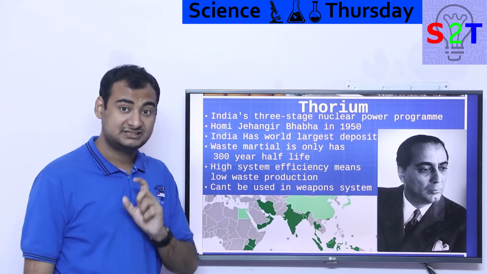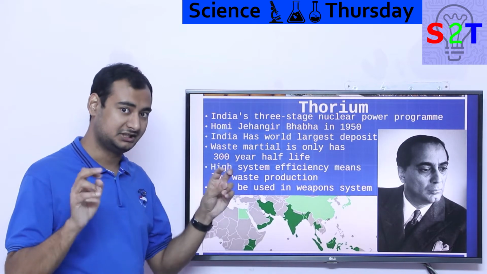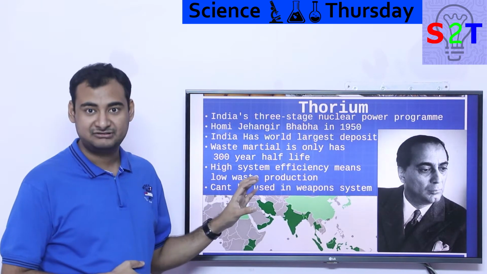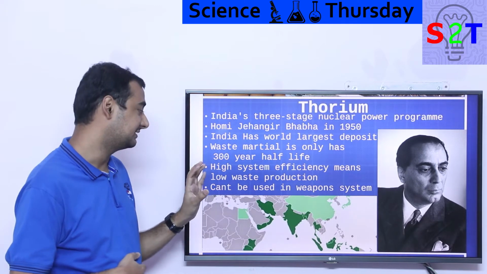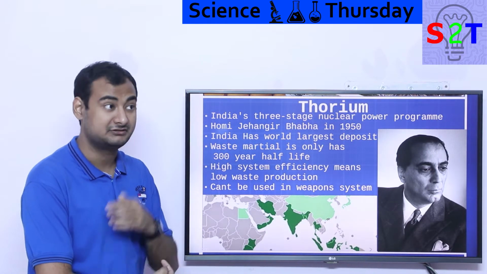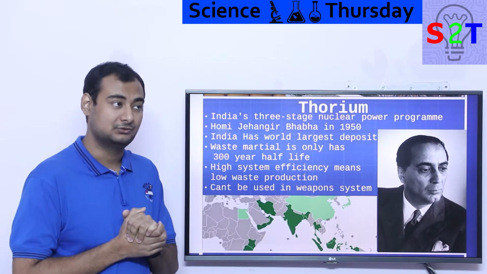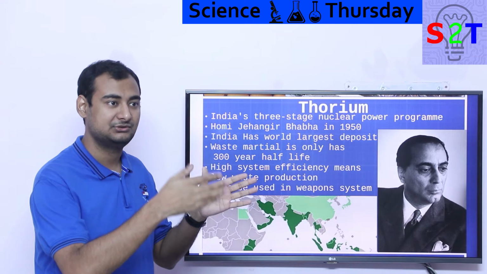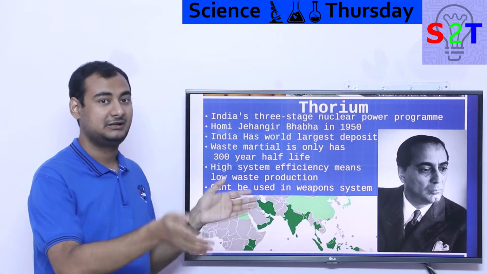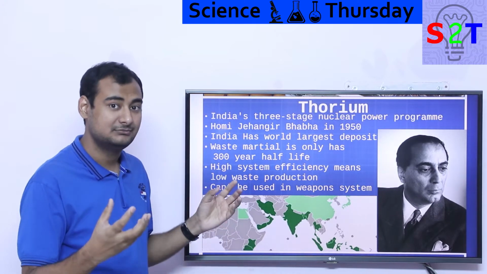Now, because of the system efficiency, because it's a next generation system, you build it better. This is the build-it-better department. The total round of efficiency means it produces less waste. So not only is the waste very short-lived compared to uranium, it also produces less. So instead of, let's say, per 100 megawatt you're getting 1 ton per year, this would be per 100 megawatt 1 ton per 10 years. So you have less stuff to deal with.